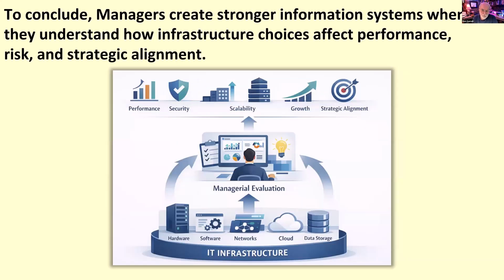So to conclude here, week 2 highlights the strategic importance of infrastructure decisions, that managers create stronger information systems when they understand how infrastructure choices affect performance, risk, and strategic alignment. So we spent this time looking at information systems, infrastructure components, networking, cloud operations, and infrastructure alternatives. Across all these topics, the consistent theme is that infrastructure decisions matter because they shape what an organization can do.